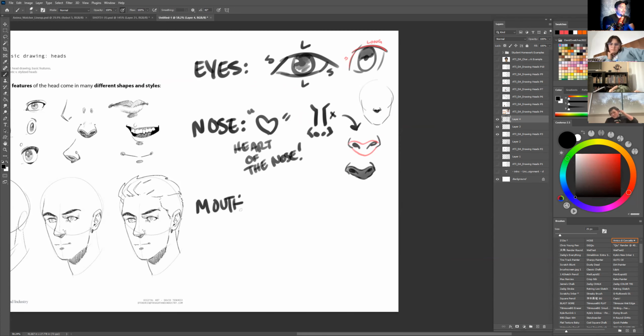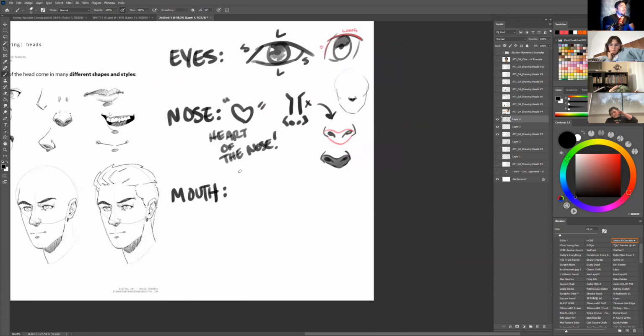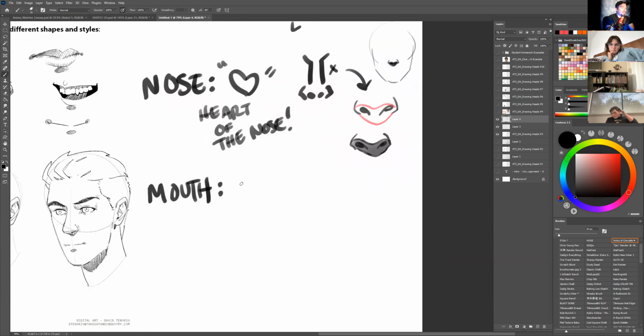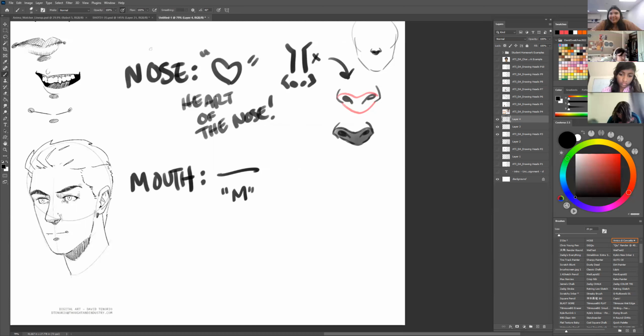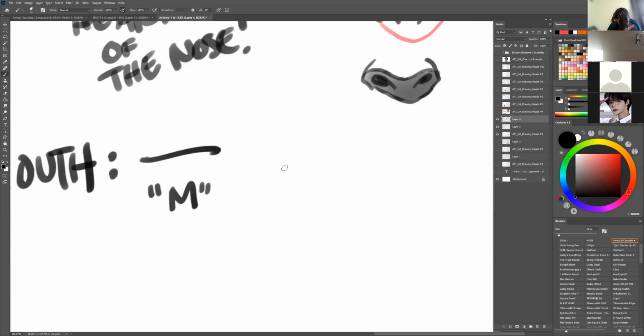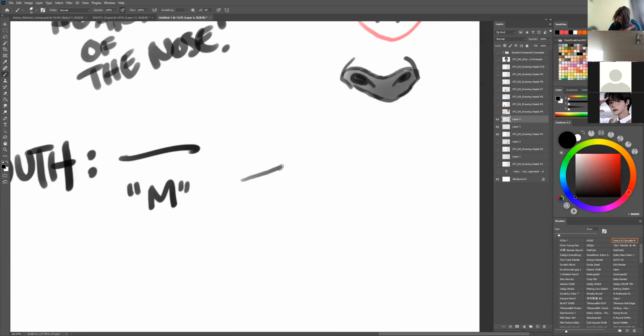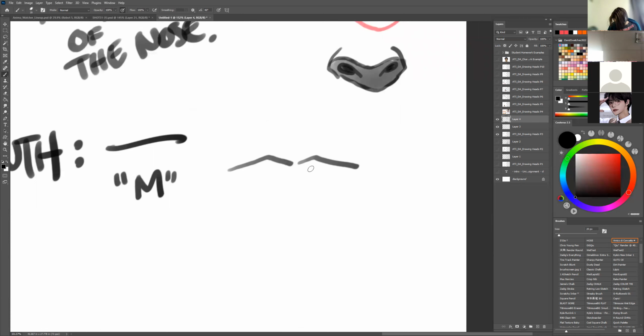Let's show this real fast and then we'll take our little hello break. A mouth could just be a line. It's true, it could just be a straight line like that. If you want to go a little bit more realistic, you do want to think of this letter M shape for the mouth. Imagine a letter M that is really nice and spread out, and that's our lip line, right? Draw the letter M.